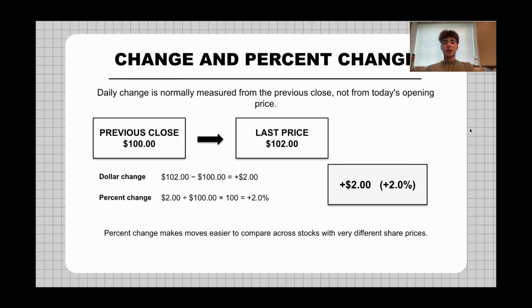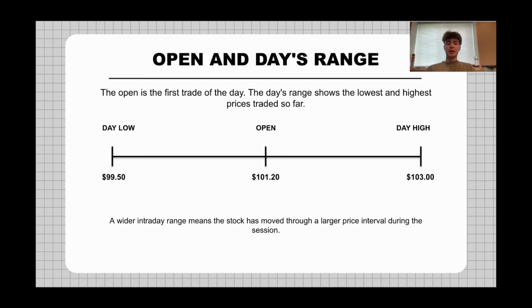So suppose the stock finished yesterday at $100, and it is now trading at $102. Dollar change is very easy, right? You can do some simple math and you get plus $2, or plus 2%. So the stock would have been up $2 or 2%. Percent change is usually more useful when comparing different stocks because different stocks have different share prices, right? A $5 move on a $50 stock is a lot bigger than a $5 move on a $500 stock, right? The percentages differ.